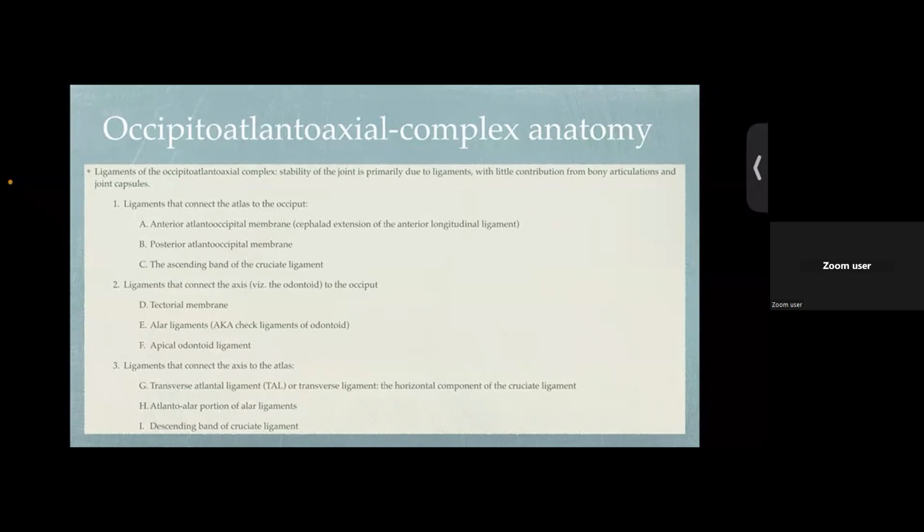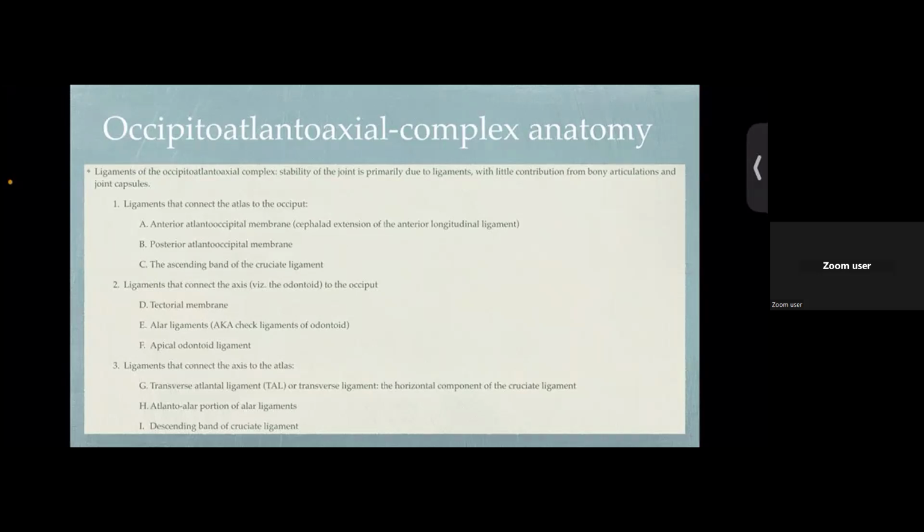So you have three main focuses. The ligaments that connect the atlas to the occiput: the anterior atlanto-occipital membrane, the posterior atlanto-occipital membrane, and the ascending band of the cruciate ligament. And you have the ligaments that connect the axis to the occiput: the tectorial membrane, the alar ligaments, and the apical odontoid ligament.